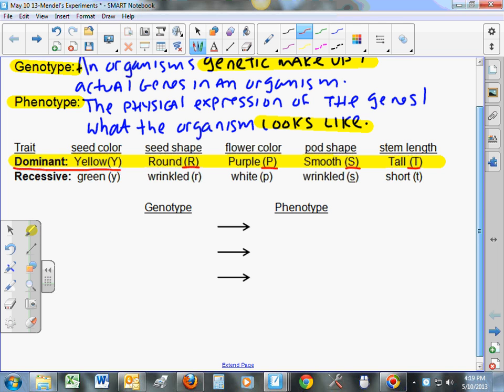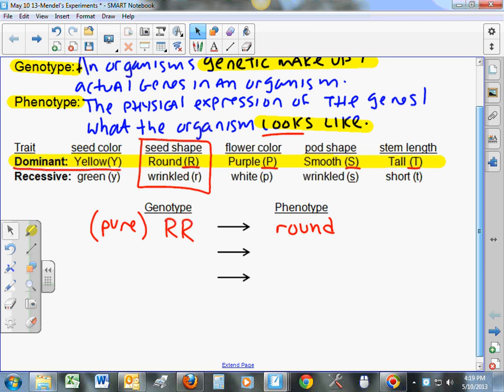So there's 3 different ways that we can write out a genotype. The first one would be big R, big R. I'm going to stick with the seed shape because we've been talking about it in class. So genotype could be big R, big R. This would be what we would call pure. Okay, so the phenotype, what does it look like? Well, it's round.